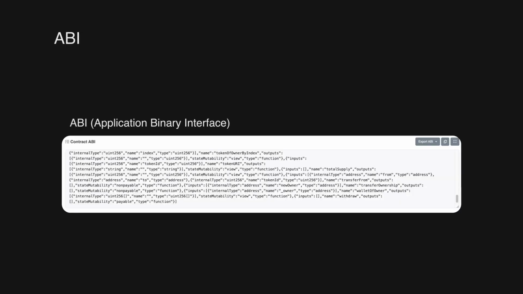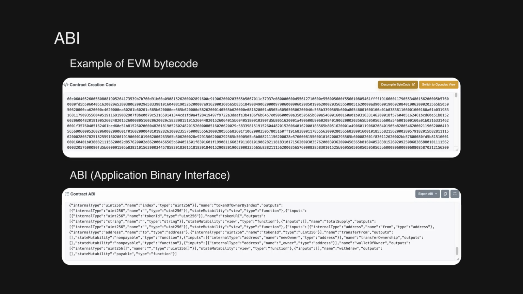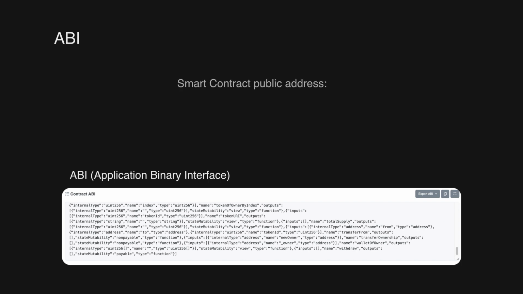When it comes to a smart contract on the blockchain, we have to talk about the ABI, which stands for Application Binary Interface. This is a specification that defines the interface between a smart contract and the outside world. Because once a smart contract is deployed, it is all in bytecode and we cannot really read it. So, the ABI essentially is a description of the functions, variables that the smart contract exposes. This means if a developer wants to call a specific function on a smart contract, all they will need is the smart contract's public address and the ABI to know what functions are available.